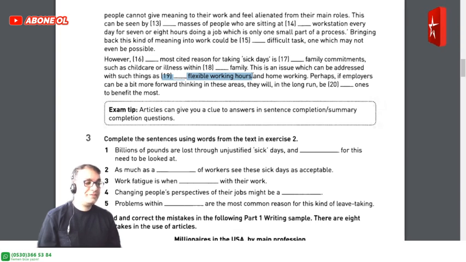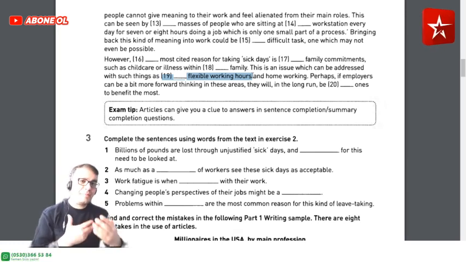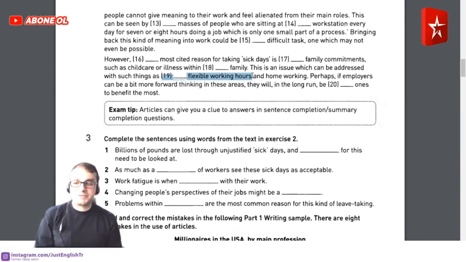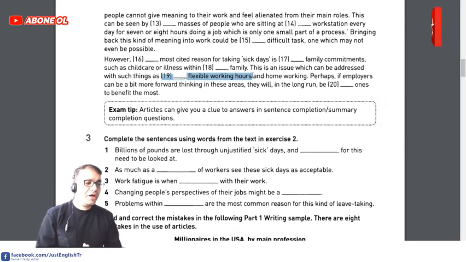So, 19, what is 19? What do you think? A flexible? Hazal said a flexible. Okay, who else? Come on, give me more answers. Gökhan says no article. Okay, good. More answers.